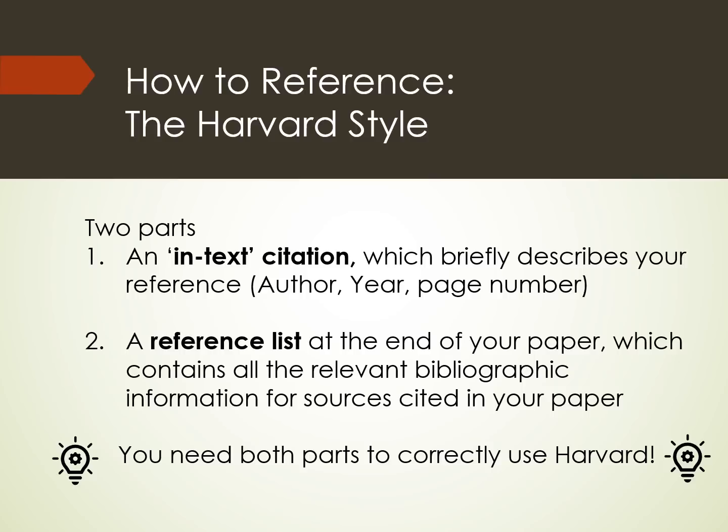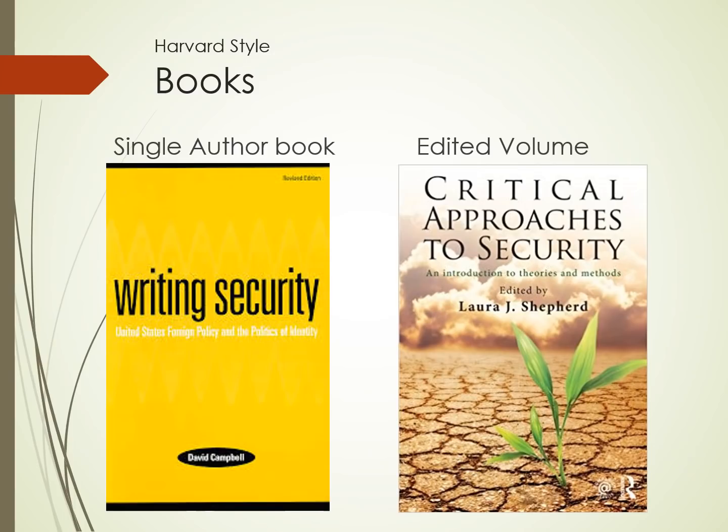In order to be using Harvard correctly, you need both of these parts to be present in your essay. And that's really important. So one without the other makes no sense. The Harvard referencing system uses in-text citations and a reference list, so it's important that you pay attention to both. Okay, so we're going to go through a few examples of how to correctly use the Harvard system in terms of in-text citations and reference lists. And we're going to start with books.